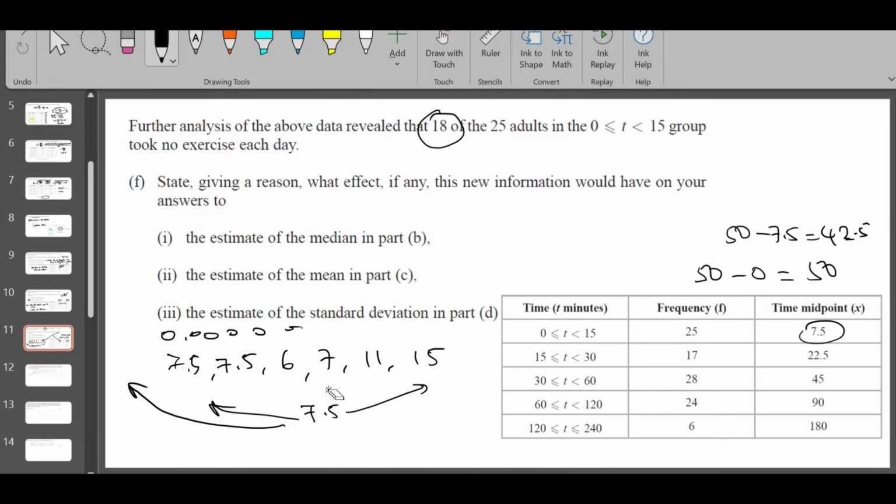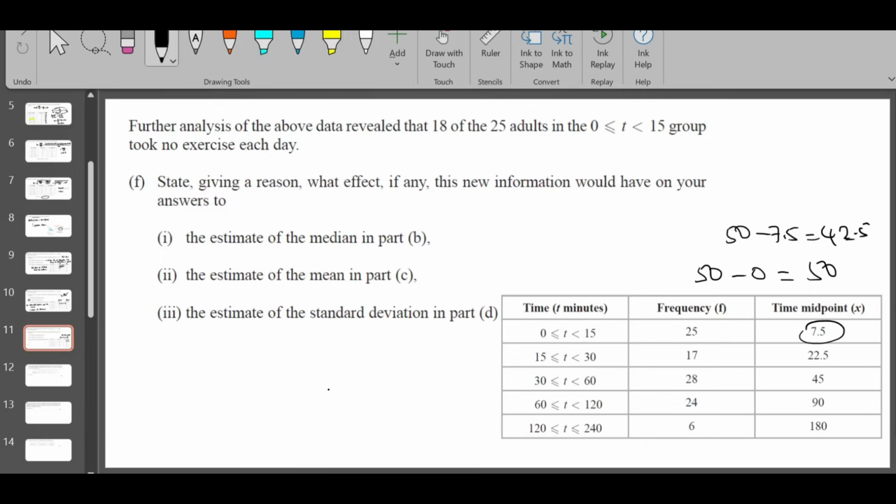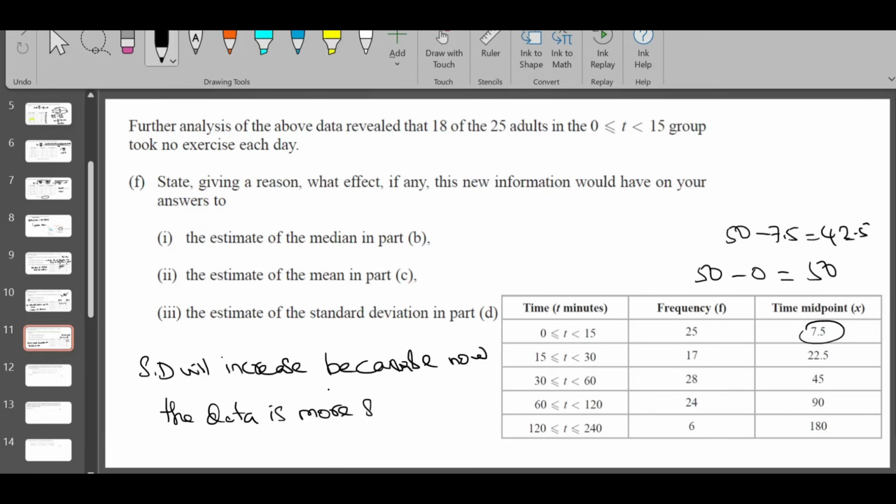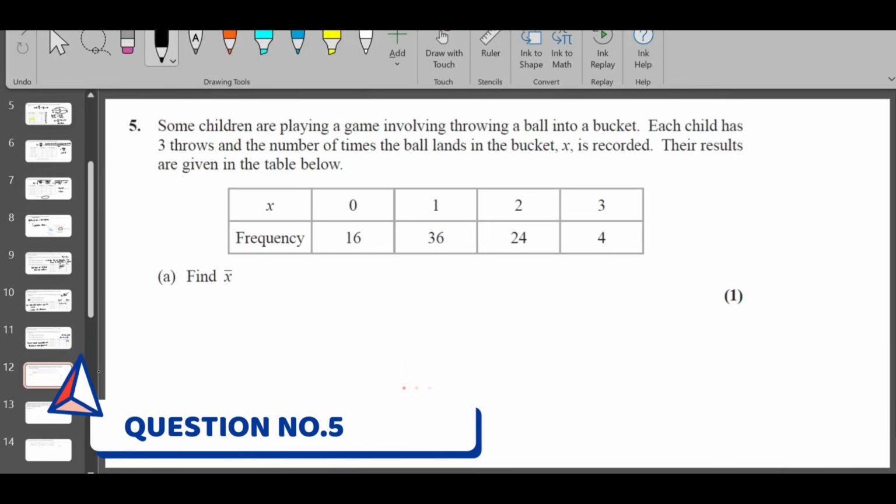Standard deviation says how the data is spread out, right? So you have to write: SD will increase because now the data is more spread out. That's all. That's one more question. Let's move on to question number 5 now.